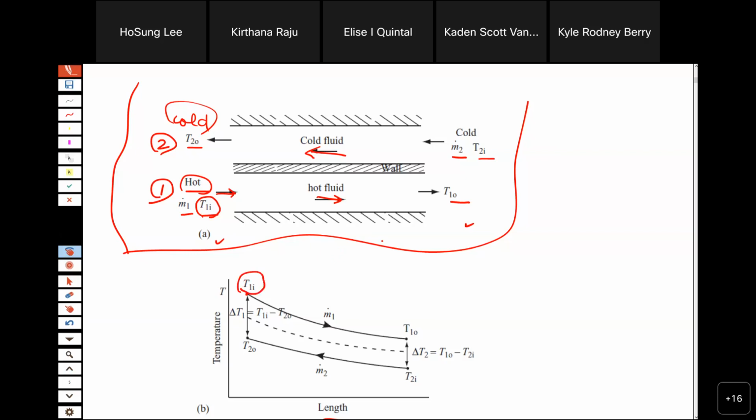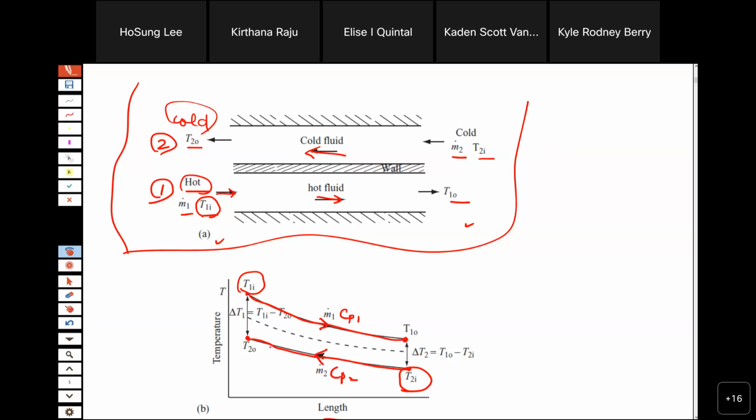Which is the coldest? T2I. Yes, say T2I. And then T1I is highest. This must be decreasing. Okay, so T1I decreases, and T2I should be increasing, something like that. And then direction, flow, okay? And M1, hot, M2, maybe CP1, CP2, depending on the fluid.